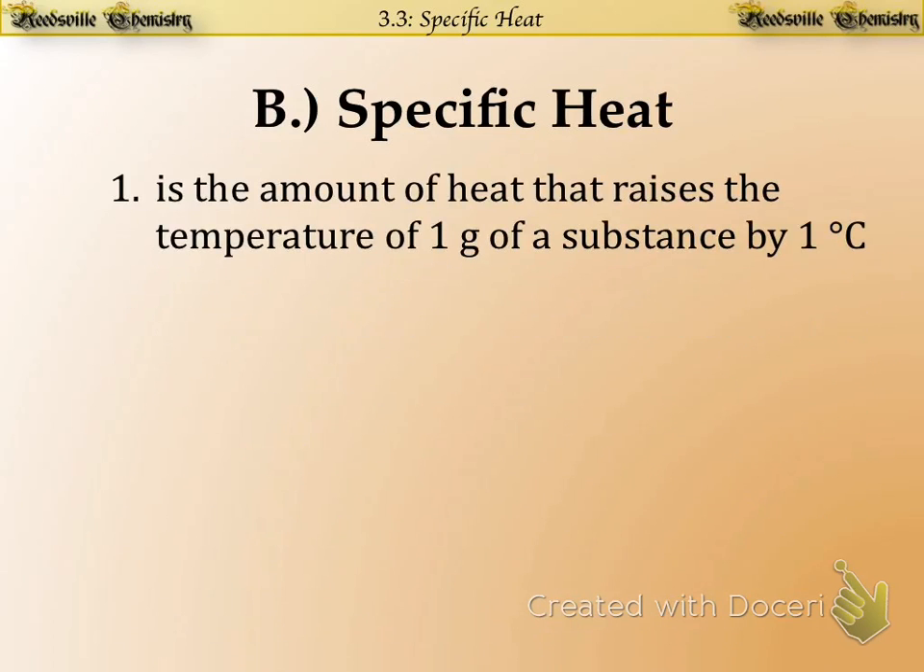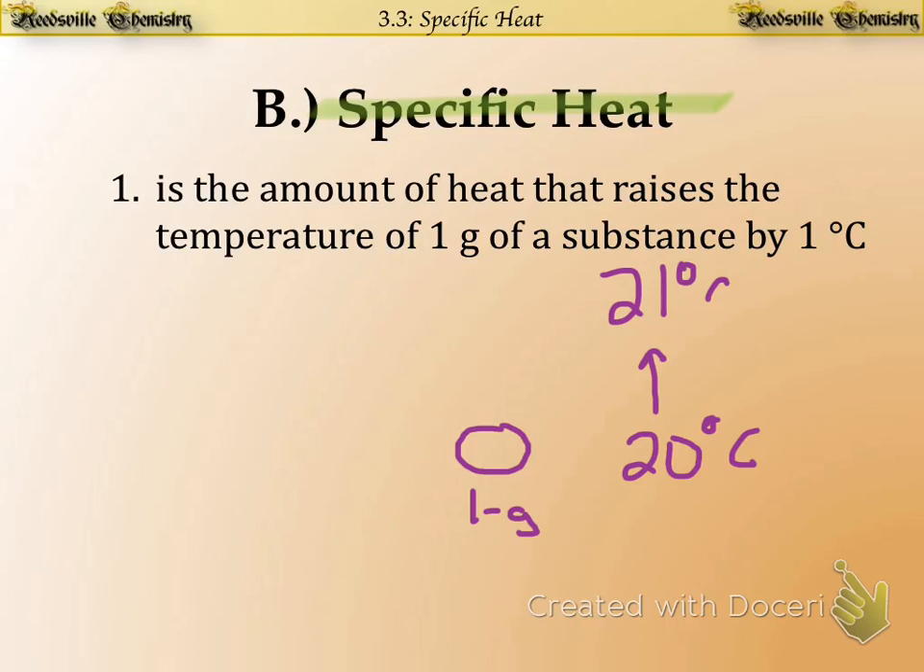So let's look at if we can measure heat. That's important. We have this term. It's called specific heat, right here. And it's defined as follows. It's the amount of heat that raises the temperature of 1 gram of a substance by 1 degree Celsius. So it's got to raise 1 gram of substance. So this is my substance, 1 gram. It's got to go from maybe 20 all the way to 21. And I can ask, question mark, how much heat is needed to do this?